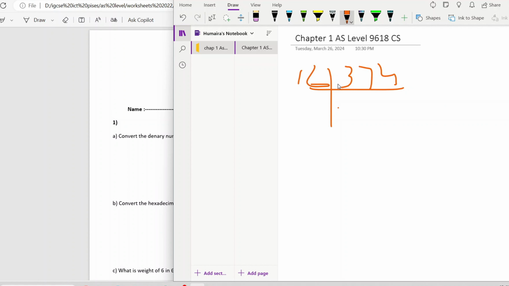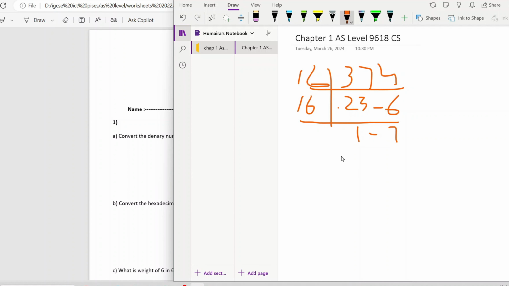So you should also have good math for that. How many times do we multiply 16 so that we get the nearest number to 374? So I will do 16 times 23, okay, and I will get the remainder of 6. Then again I will divide it. 16 times 1 is 16. If I do 16 times 2, it will be 32, which is greater than 23. So I will do 16 times 1 is 16 and the remainder is 7.